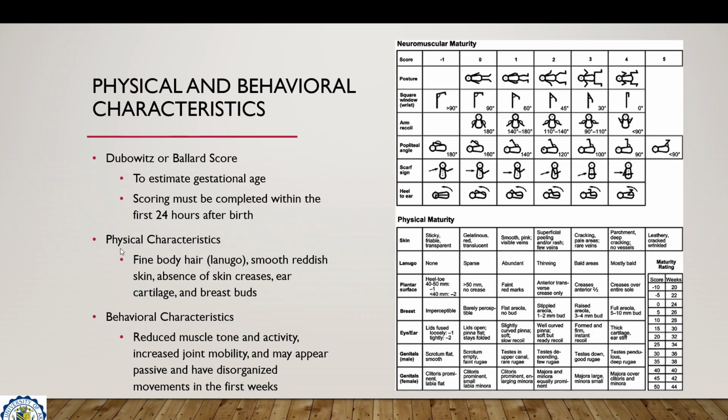If a baby's born early or with a low birth weight, there's some physical characteristics that they might have. They might have a fine hair all over their body. That's called lanugo. They might have smooth reddish skin. They could have absence of skin folds or creases. They would have a lack of ear cartilage, and they would also have breast buds.